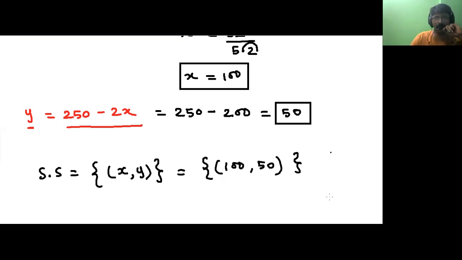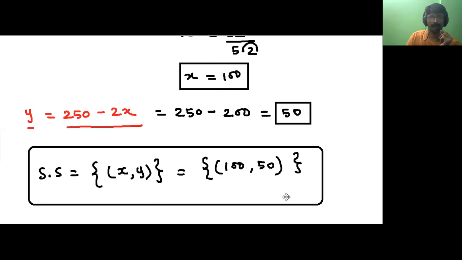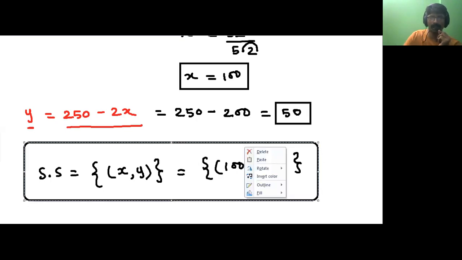Many people draw the curly bracket like this. Don't do it like this, okay? I hope you got how to draw the curly brackets very nicely. And I hope you understood how to write the solution sets. Isn't it? Super duper simple things. I hope you enjoyed learning along with me.